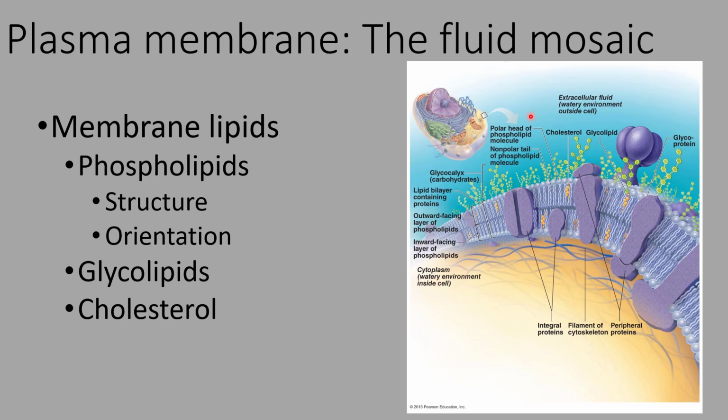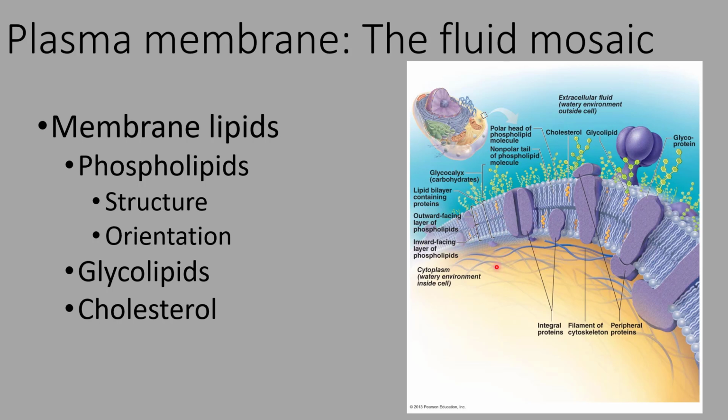Well, if there's water outside the cell and heads are attracted to it because they are hydrophilic, because they are polar, the heads are going to point outward and the tails are going to point inward. Fat doesn't like water, so the tails are going to point away from the water outside the cell. The problem there is inside the cell is water too. So we can't have the heads pointing outward and the tails pointing inward, or the heads pointing inward and the tails pointing outward. Either way, there's water.